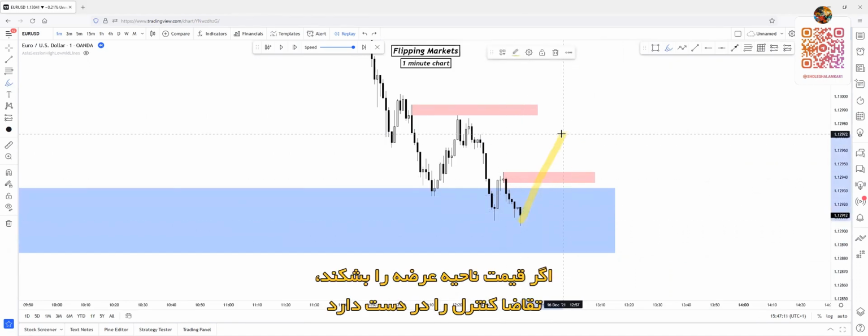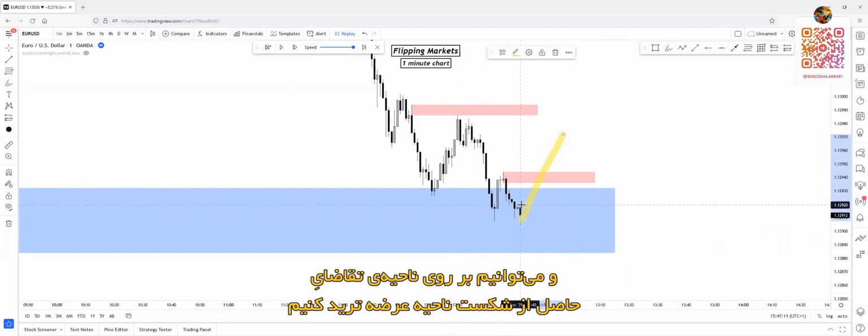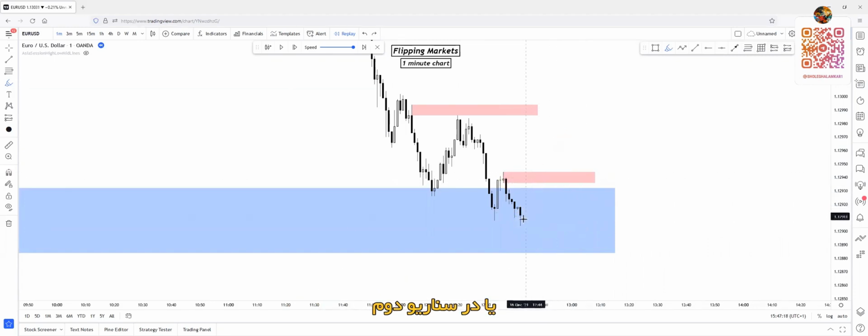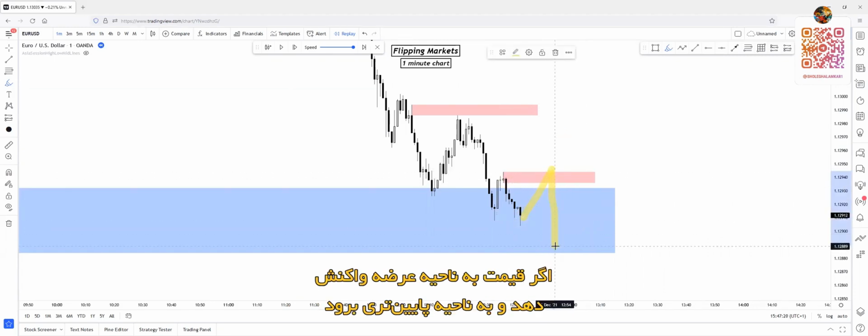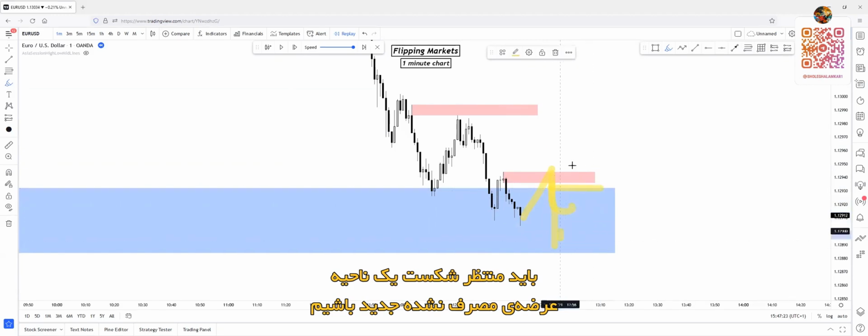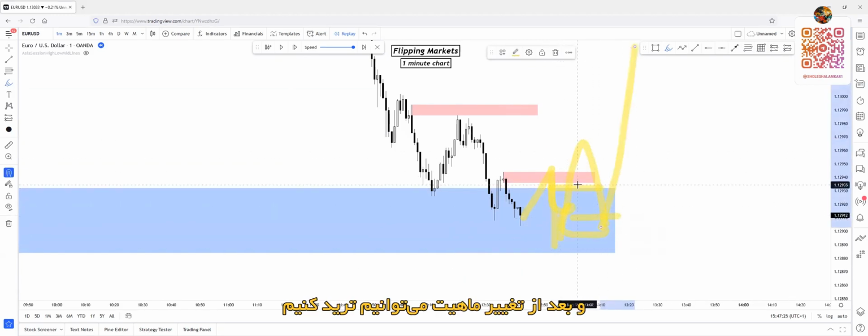If price breaks through the supply zone, demand will be in control, and we can hop in a trade on the demand formed by the break of this supply zone. Or the second scenario, if price reacts on the supply zone and reaches deeper areas, we have to wait for a fresh new supply zone break, and after a change of character, we can hop in a trade.